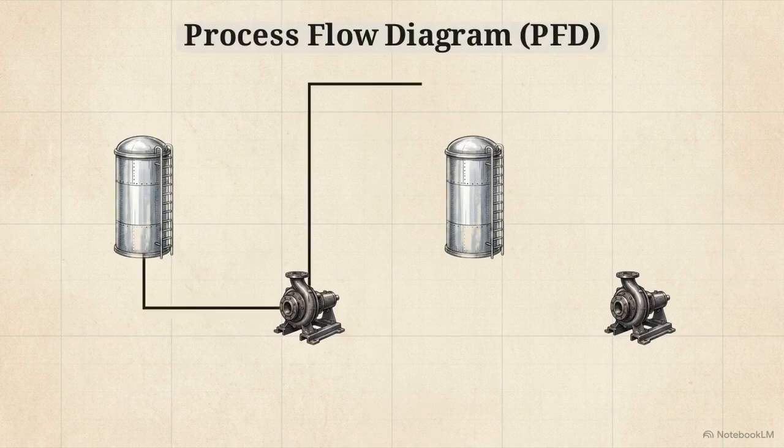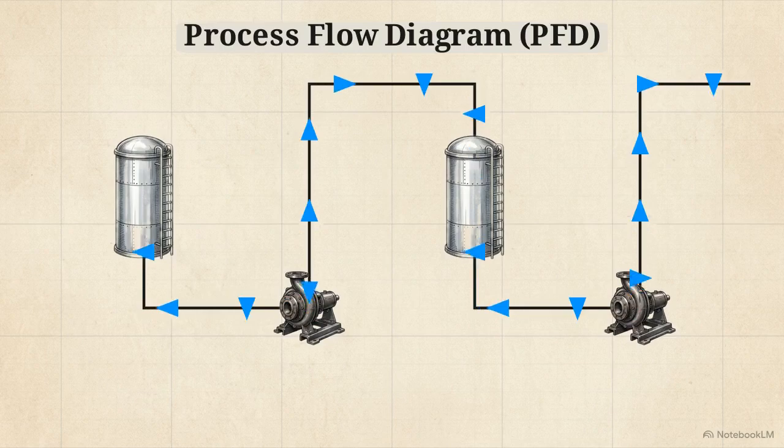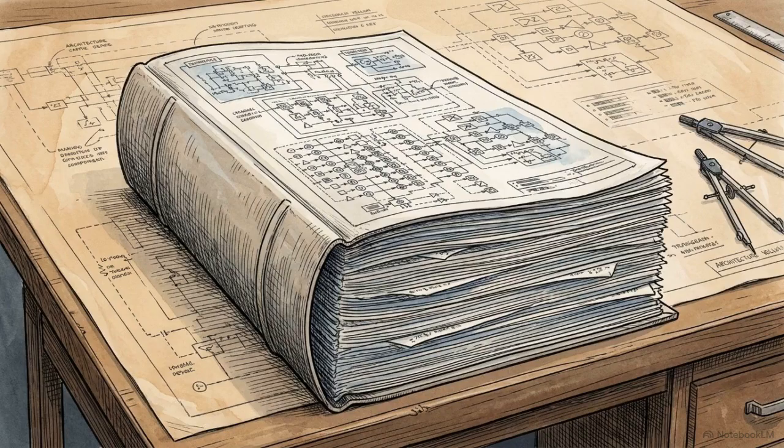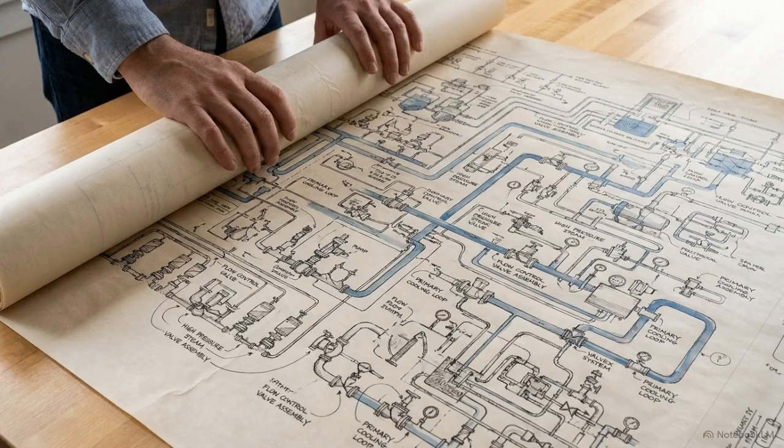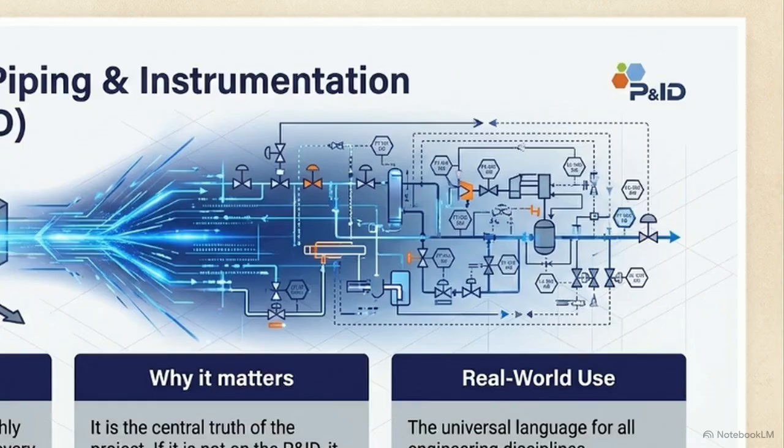Before anyone buys a single piece of equipment, we need a plan. It starts with the process flow diagram, or PFD. This is a flowchart showing how liquids and gases will move through the plant. From there, we move to the piping and instrumentation diagram, or P&ID. If the flowchart is the rough sketch, this is the master blueprint. This diagram shows every single pipe, valve, and sensor.